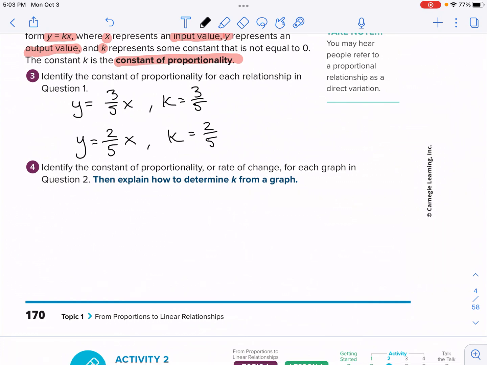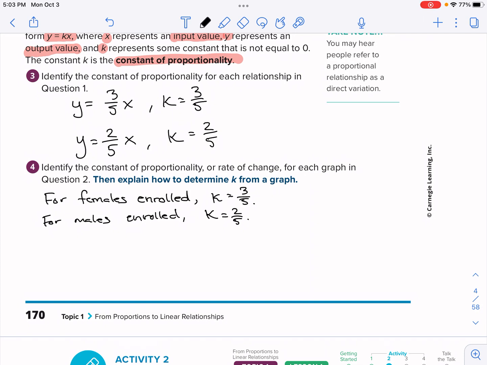So let's write that out. We're going to say for females enrolled at the university, k was equal to 3/5. All right, for males, we can say that there's more female students than male students that attend. We're going to say k is equal to 2/5.